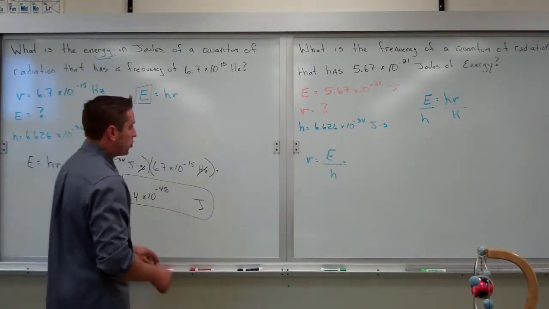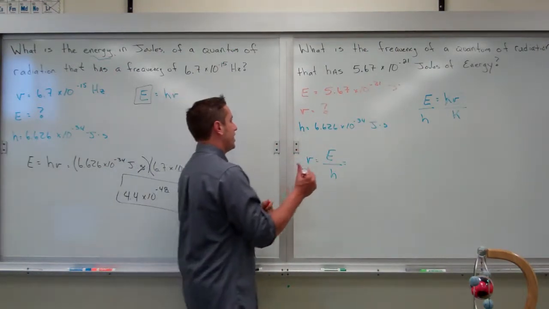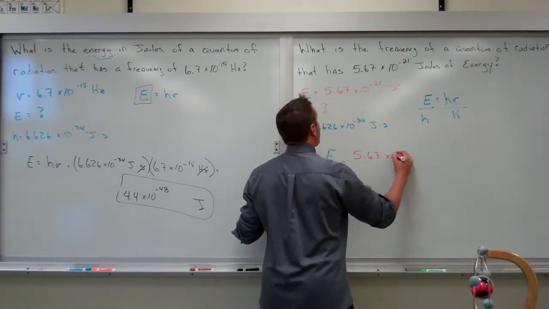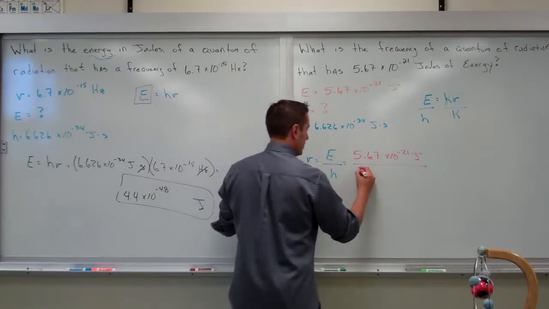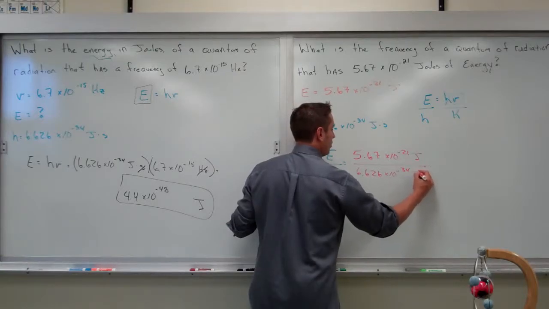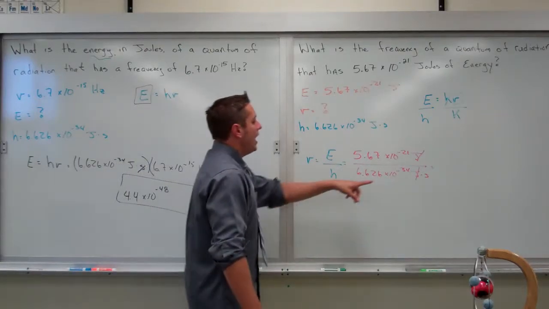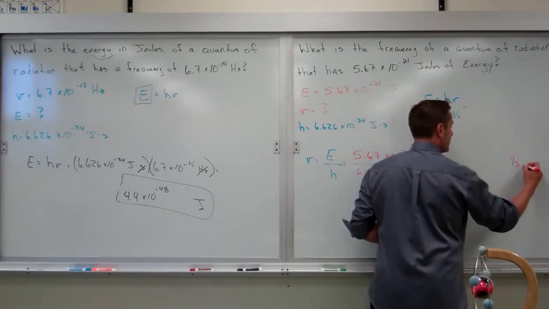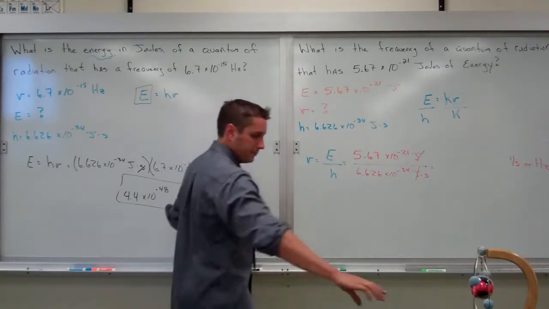Before I plug in, I want to make sure that my units will match. I see joule seconds, I see joules. There are definitely 2 things in there that can cancel. So I plug in 5.67 times 10 to the negative 21st joules divided by 6.626 times 10 to the negative 34th joule seconds. Joules will cancel because it's on the top and the bottom. And if you notice, I have seconds in the bottom, which is 1 over seconds, which is the same as a hertz. And now we just do the math.